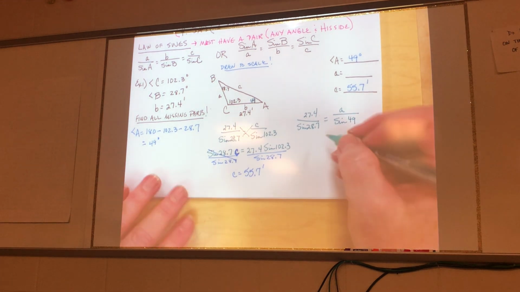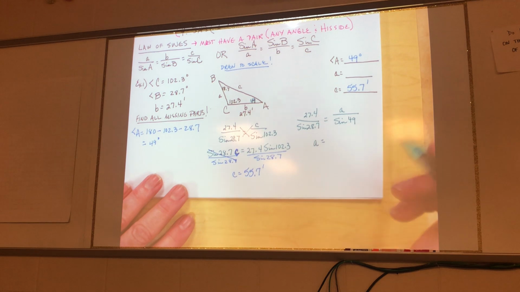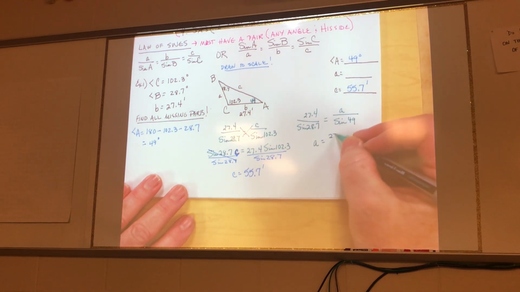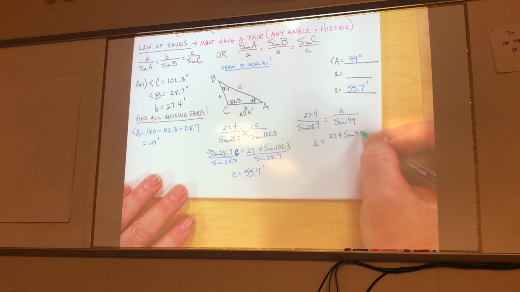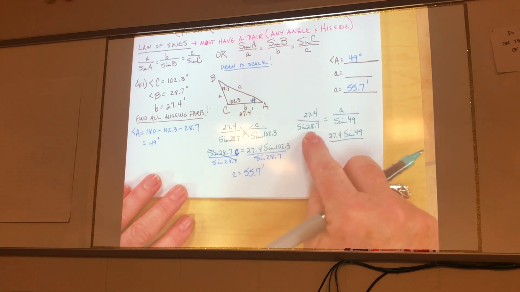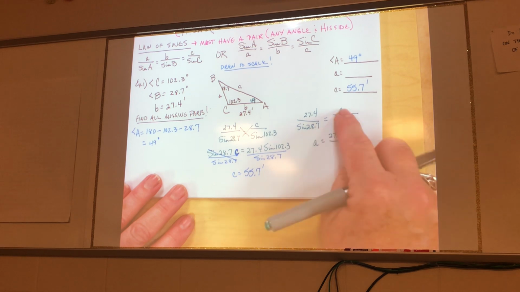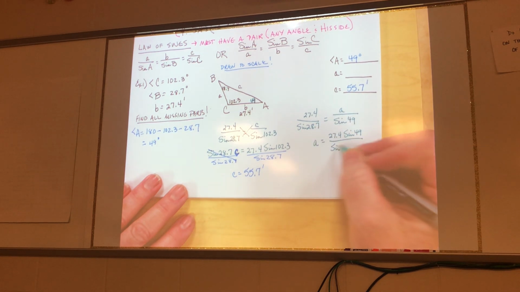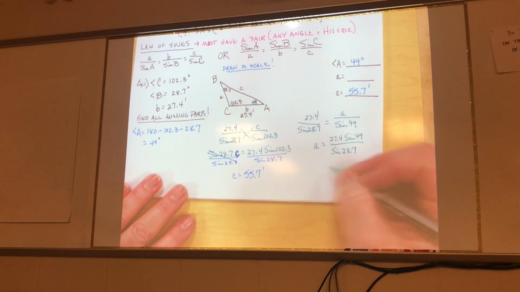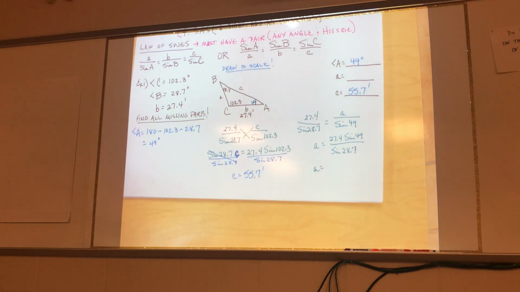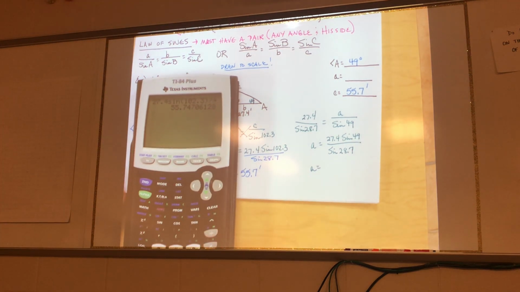All right, so when I look for A, the two that I know go on top: 27.4 times the sine of 49, over the one that's the odd man out, the third wheel, sine of 28.7. So we're going to do it in our calculators. 27.4 times the sine of 49. Don't forget to close those parentheses or it'll keep taking the sine through the rest of the problem and it'll be wrong. Divided by the sine of 28.7.